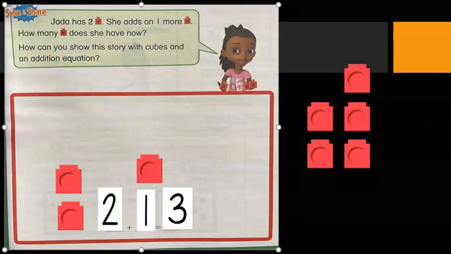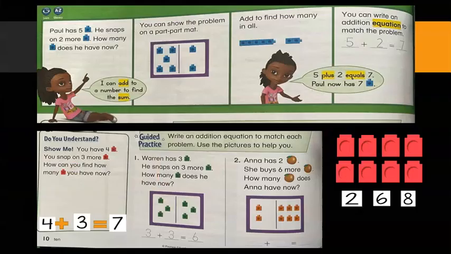Okay? Now, keep looking at your screen here. Now, on your screen here, let's look up here. Okay? Because this is going to show us what's going on. It says right here, Pa has 5 blue cubes. He snaps on 2 more blue cubes. How many blue cubes does he have now? Okay, so Pa has 5 blue cubes, and then he snaps on 2 more blue cubes, okay?